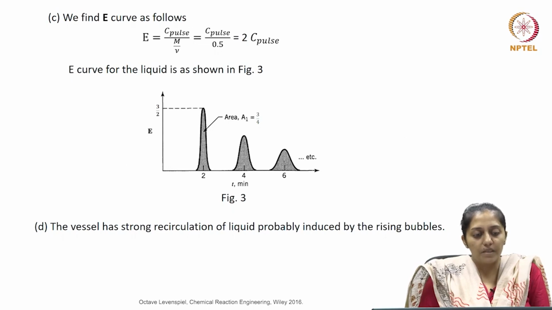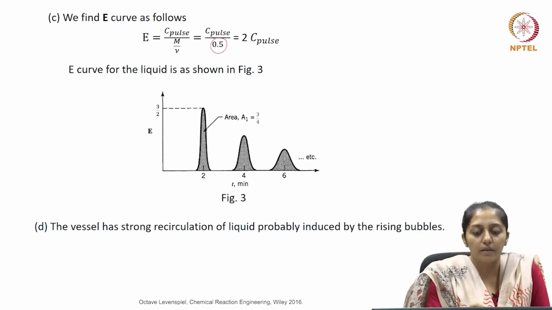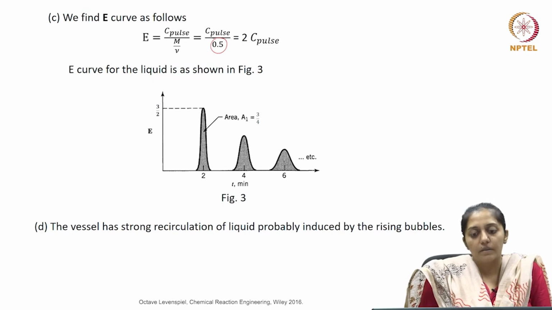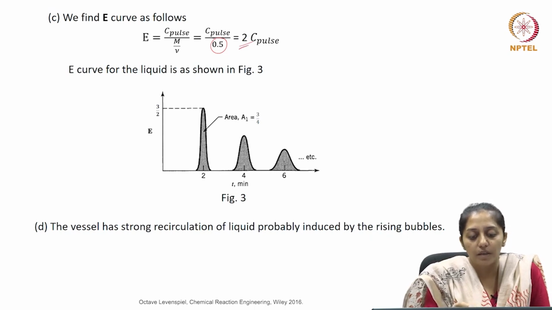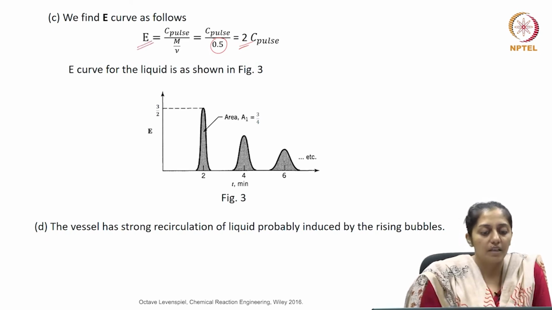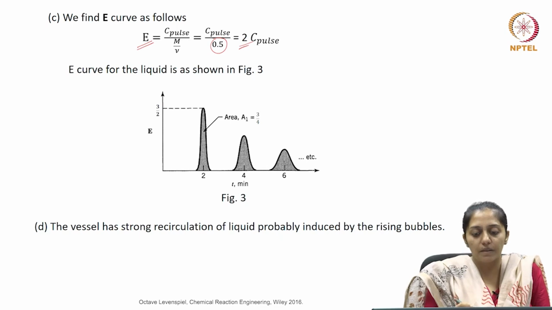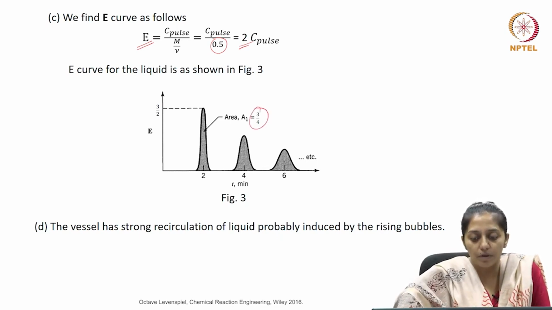Now the third part of the problem is to find the E curve. So we know that the C pulse curve can be converted to the E curve by dividing the C values by the total area under the C pulse curve. So the area under the curve we know is 0.5. So the entire curve can be made two folds. The corresponding C values can be converted two folds to give the corresponding E values. So this is what has been done here. So the area for the first plot will become 3 by 4 twice, and so on for the rest of the spikes.